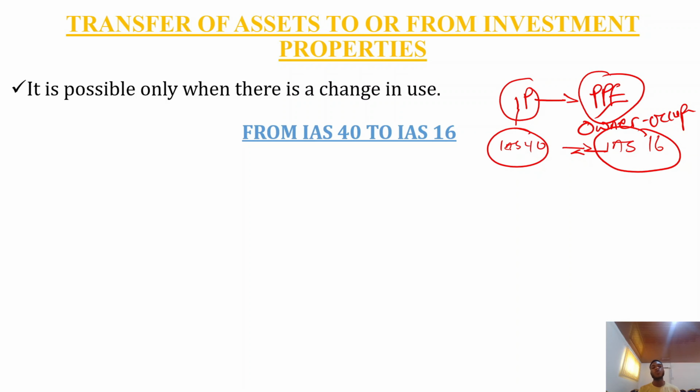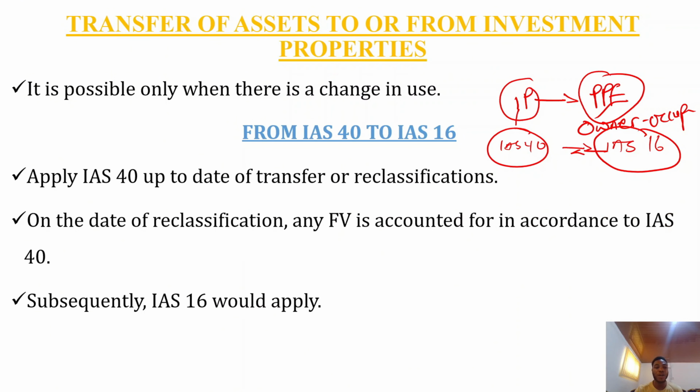So we are saying that at what point can this transfer happen? It is possible only when there is a change in use. So that is what I've explained. Simple. Now, if we are transferring from IAS 40 to IAS 16, what it means is that initially it was an investment property, and we are trying to move it from investment property to owner-occupied property. How do we account for it? We are saying that apply IAS 40 up to the date of reclassification, up to the date of transfer or reclassification.